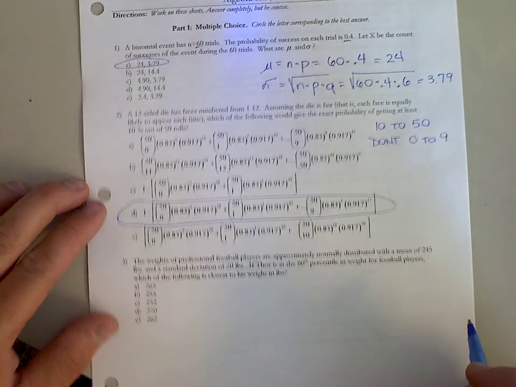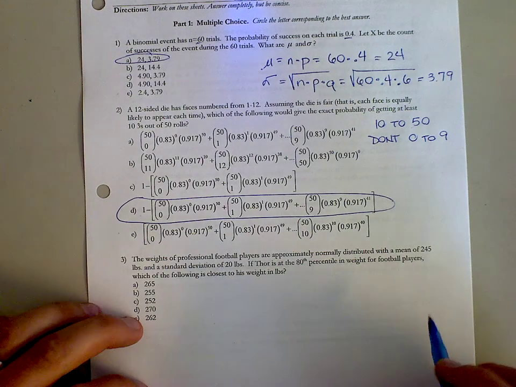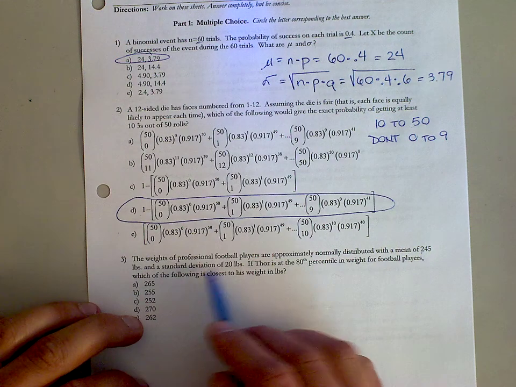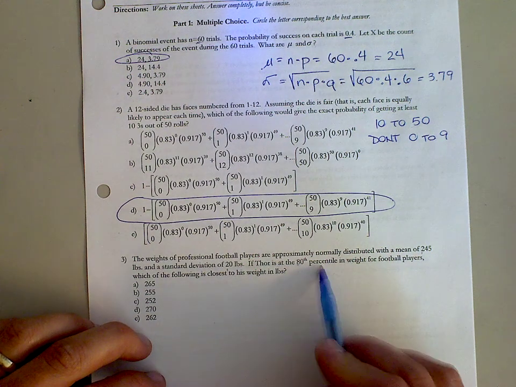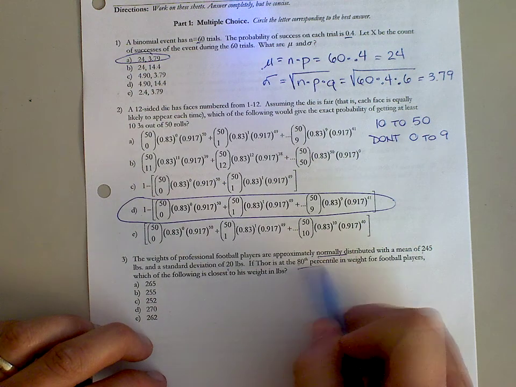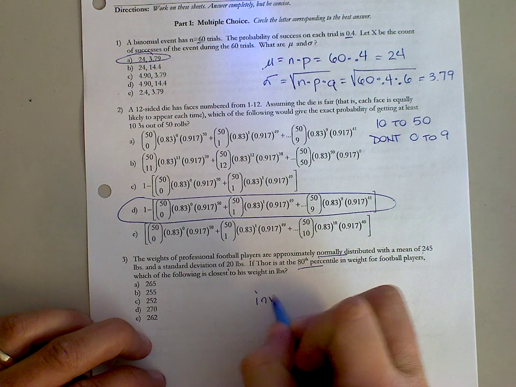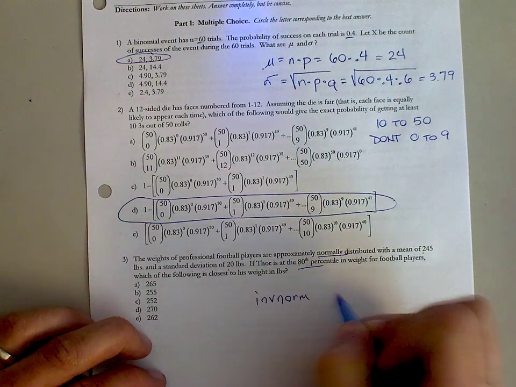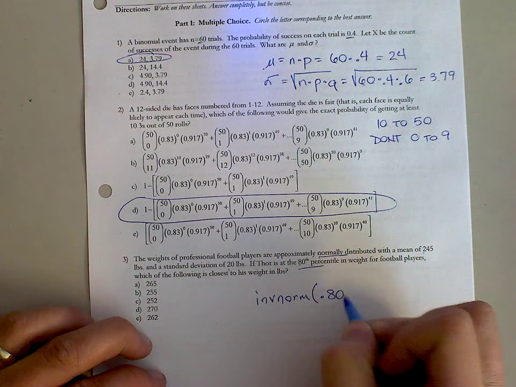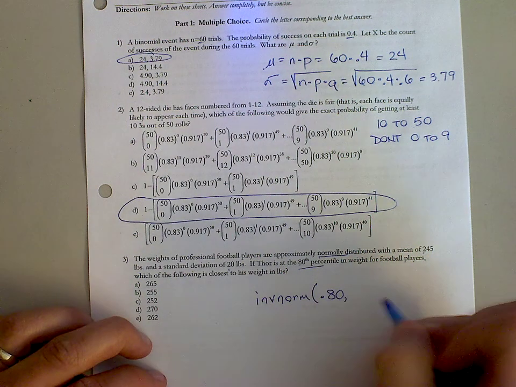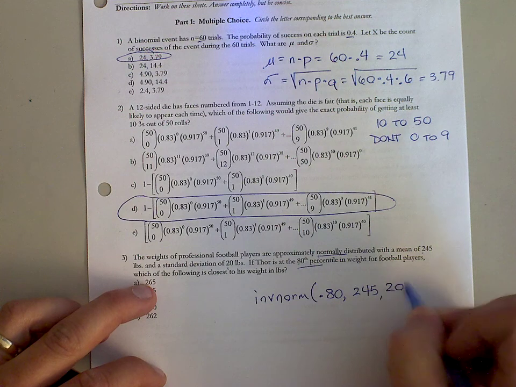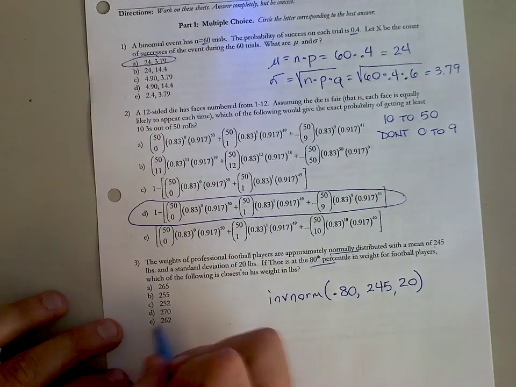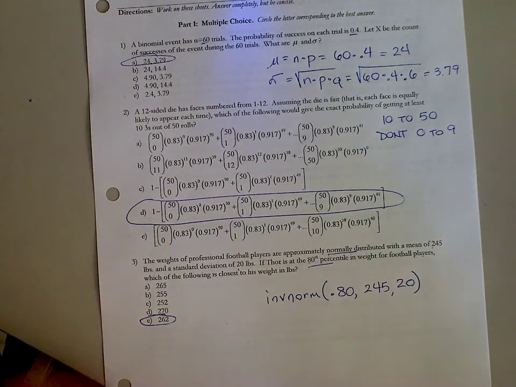For number 3, the weights of professional football players are approximately normally distributed with a mean and a standard deviation. If Thor is at the 80th percentile, we know this is normal, and they give us a percentile, so we're going to key in our calculator inverse norm, and we're going to put that percentage, 0.8, comma, the mean, which is 245, comma, the standard deviation, which is 20. And when we punch that into our calculator, we get about 262, which is our answer.